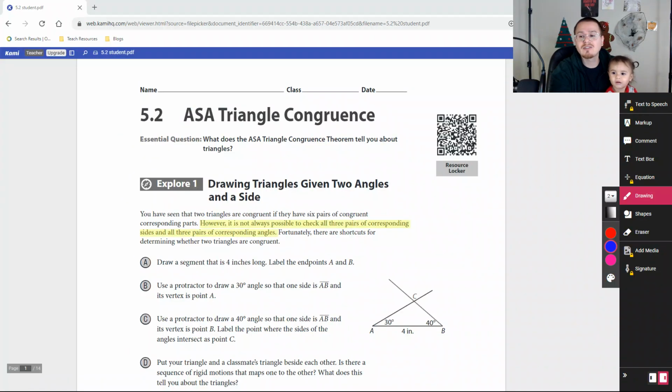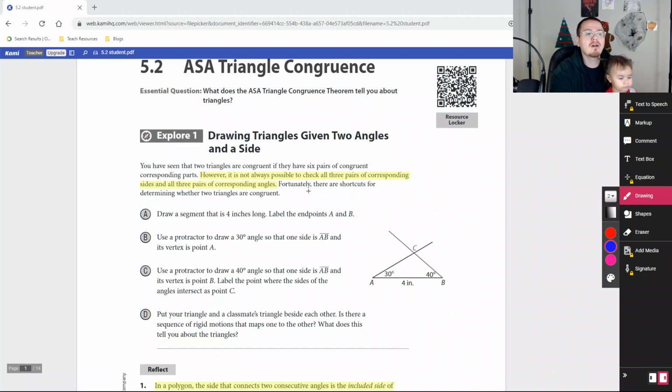5.2 ASA Triangle Congruence, and the whole deal here is to try to prove that triangles are congruent when you're given an angle, a side, and an angle. So not just any angles and not just any sides though. The ASA Triangle Congruence Theorem tells you that if you have two angles and the included side of one triangle and they're congruent to two angles and the included side of another triangle, the triangles are going to be congruent.